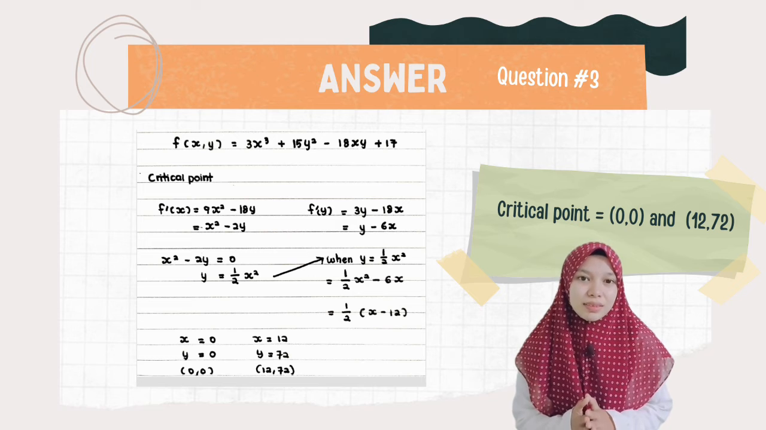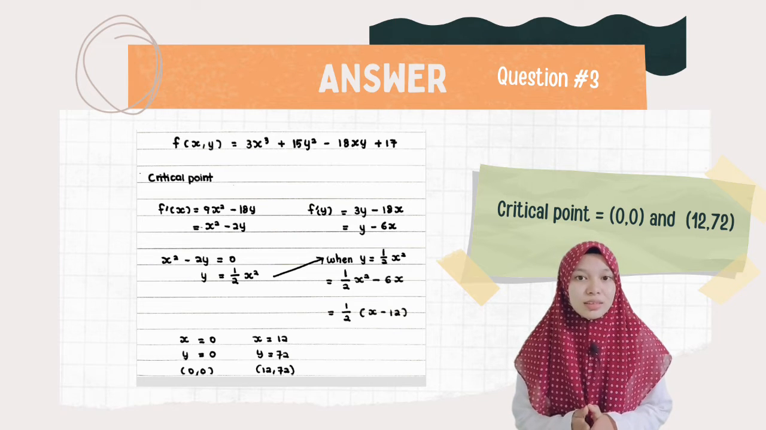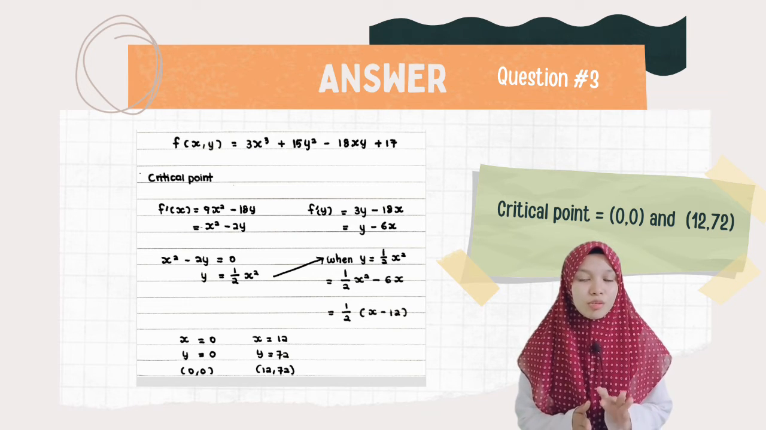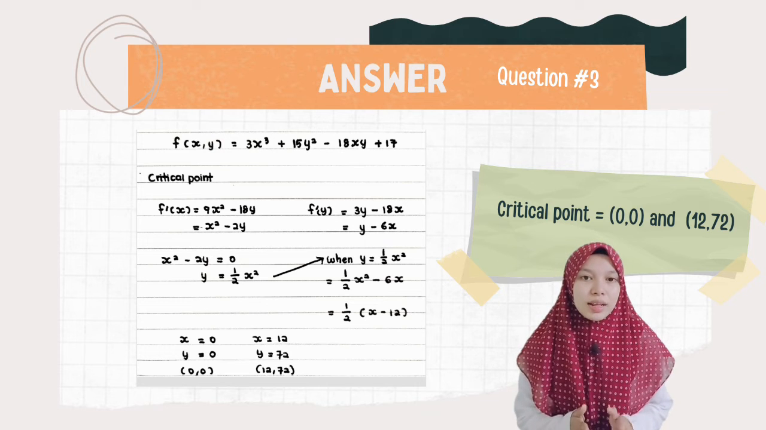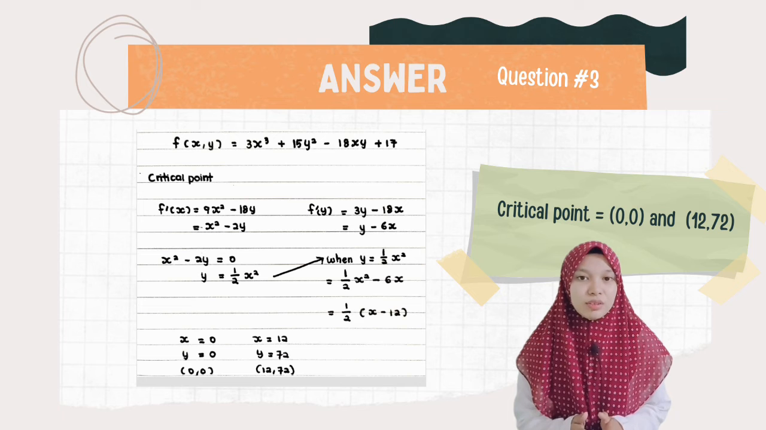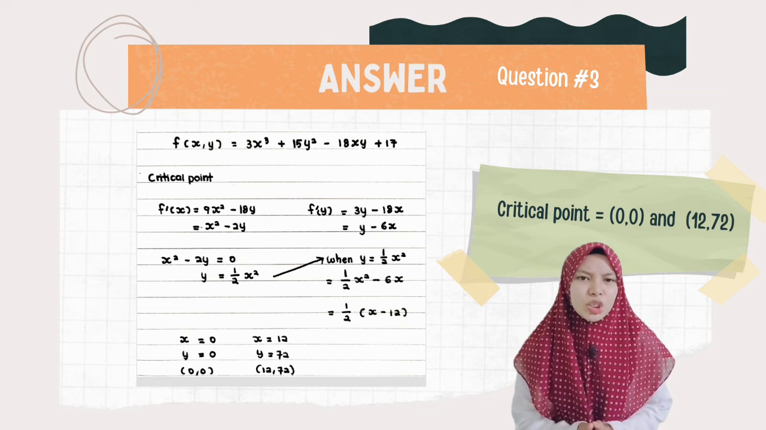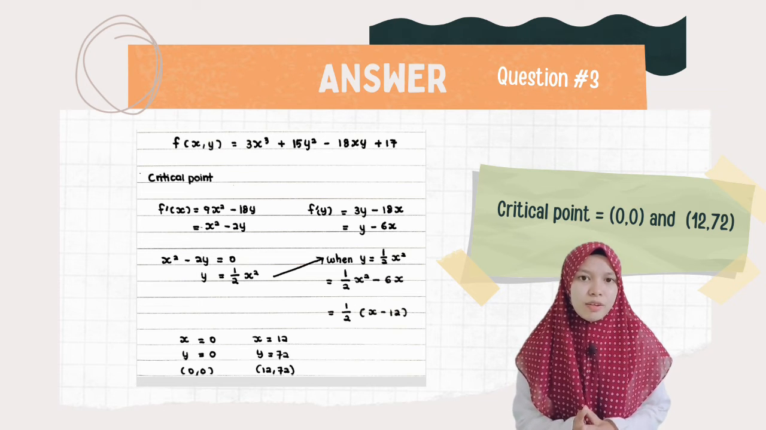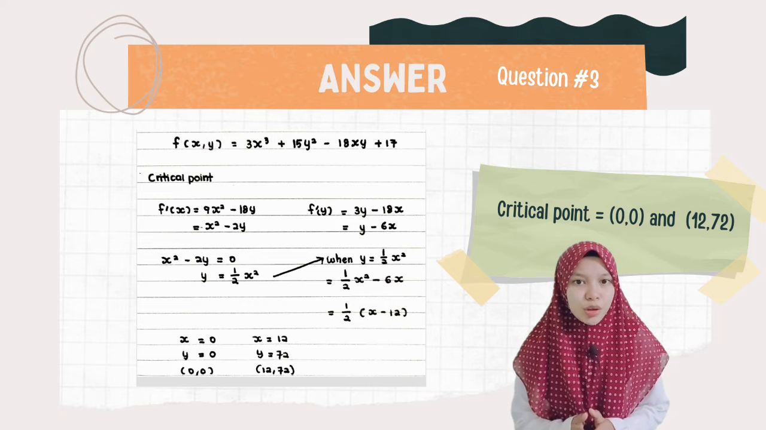The second step is setting y equals 6x, which gives 1 over 2 x squared equals 6x. Then solve it and we get x squared minus 12x equals 0. From this equation, we get the critical points for x as 0 and 12.